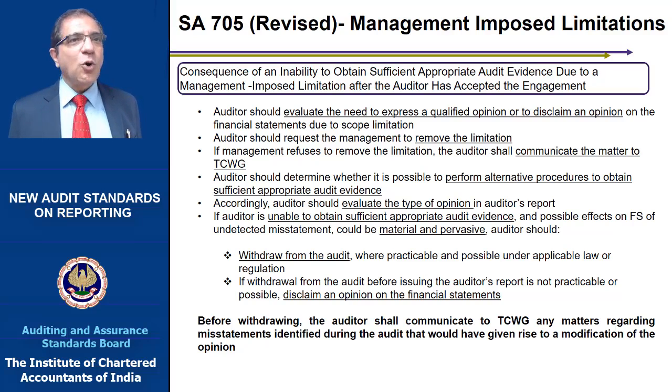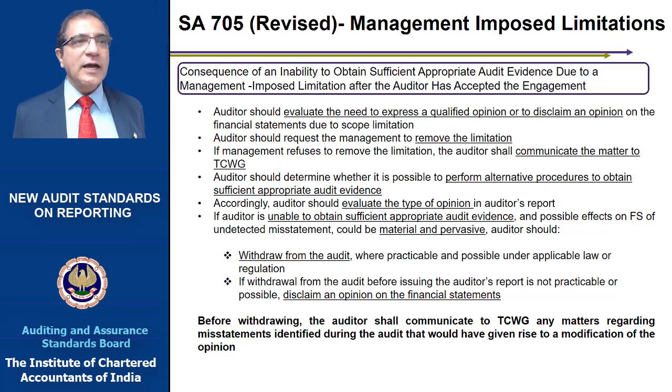705 revised also talks about management imposed limitations. Many a times, management may not want to share sufficient information with the auditors. Many a times, management may not have adequate information to provide to the auditors, and therefore auditors will be unable to obtain sufficient and appropriate audit evidence to conclude on the financial statements.